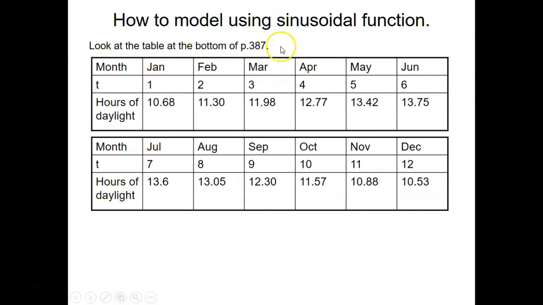So you have this table here. You don't have to look at the bottom of 387. I used to make kids write this down. So this is hours of daylight, and I can't remember where it's from in your textbook on 387, because where you're at would make a difference.